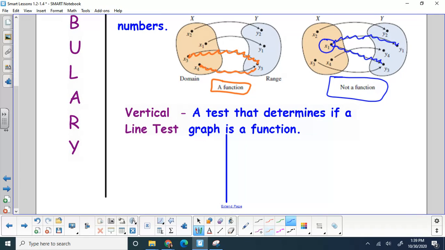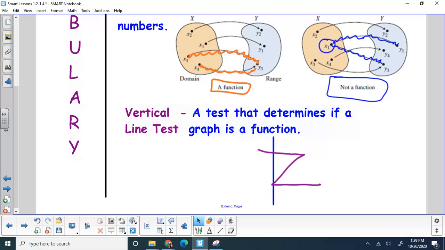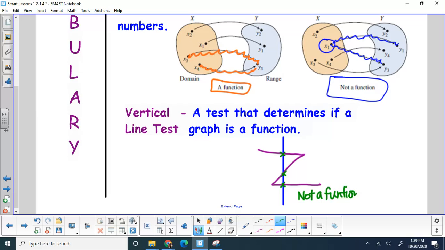How the vertical line test works is if I'm given a graph, I'm just going to draw some arbitrary graph, and I were to drag my vertical line across this graph, if it touched the graph in more than one spot, so in this case, it's touching my Z shape in 1, 2, 3 spots, that would mean that the purple graph is not a function. Now, if it only touches the graph in one spot, it would be a function.